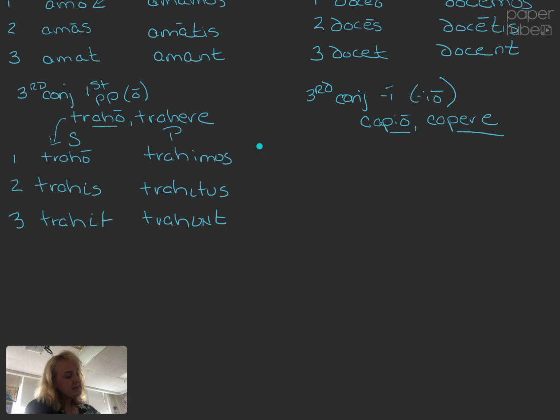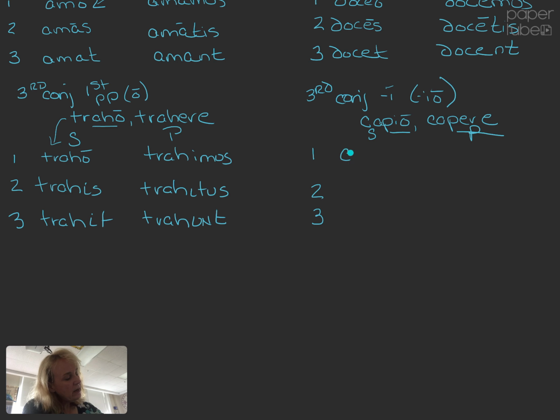So what happens is we had to find a way to describe the pattern, right, that we form. That's our whole goal in Latin, is to write an algorithm, a formula that we can then apply to many verbs.